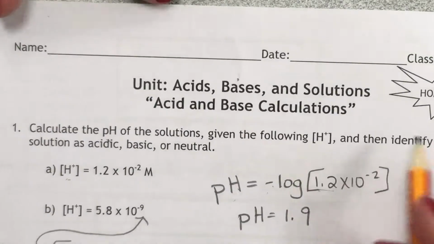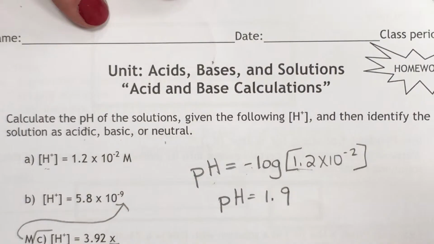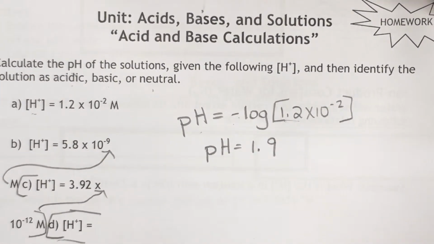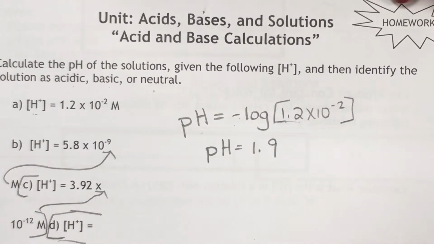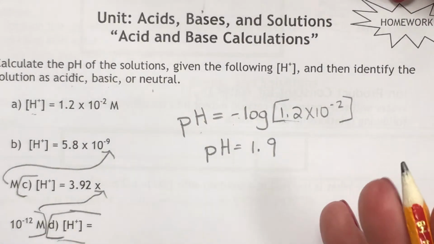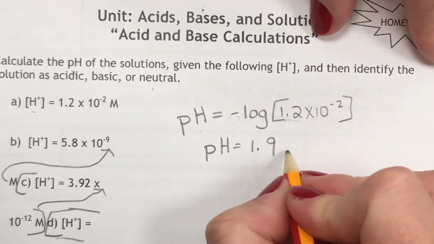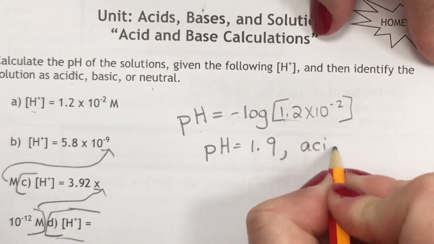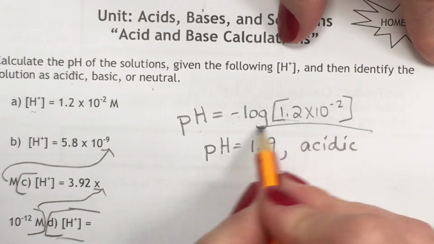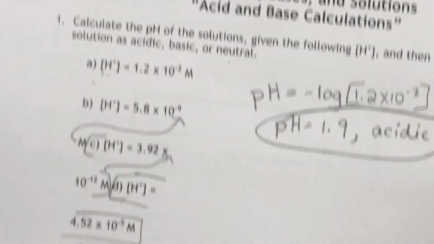So the question also asks to indicate whether the solution is acidic, basic, or neutral. So obviously there's a range of neutral, but if it's not 7, just assume it's the pH. If it's less than 7, assume it's acidic, and if it's more than 7, just assume basic. That way you don't have to worry about a range. So this is acidic, very acidic, like stomach acid's acidic, okay? So that's a pH of 1.9, and that's how you do the first one.